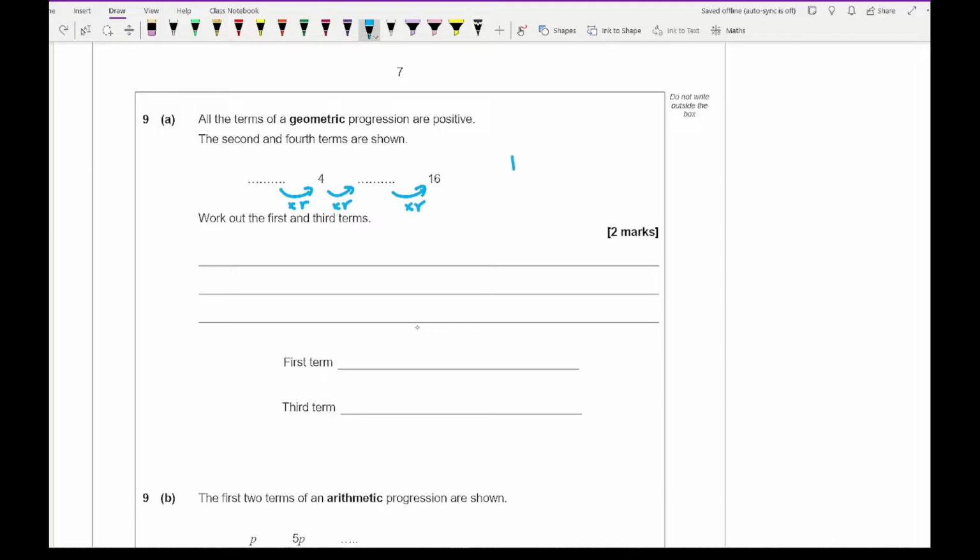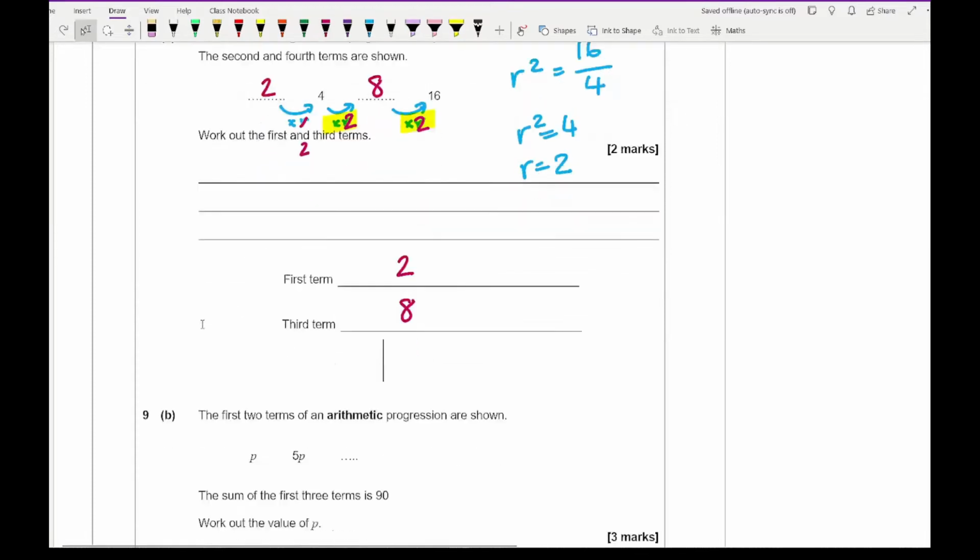So r squared, which is going to be these two here, is going to be the same as 16 divided by 4. So r squared equals 4, so that means r equals 2. So what I'm doing is doubling from each of these numbers. So times 2, times 2, times 2. So 16 divided by 2, if we're going the opposite way, is going to be 8. And 4 divided by 2 is going to be 2. So the missing numbers there are going to be 2 and 8.